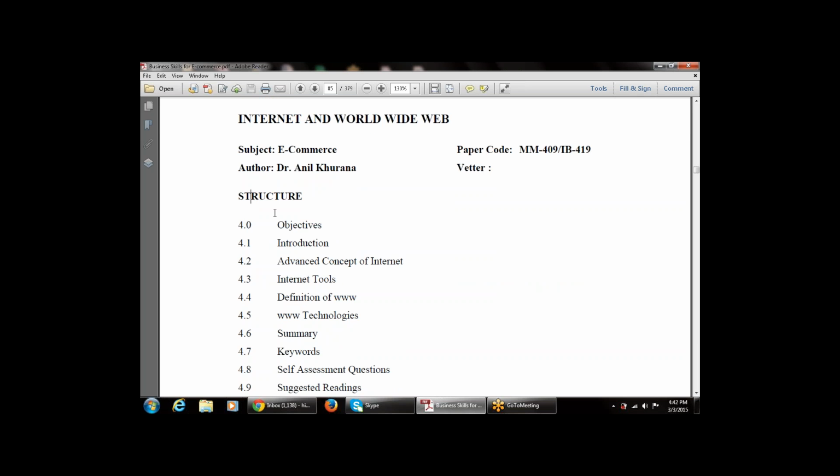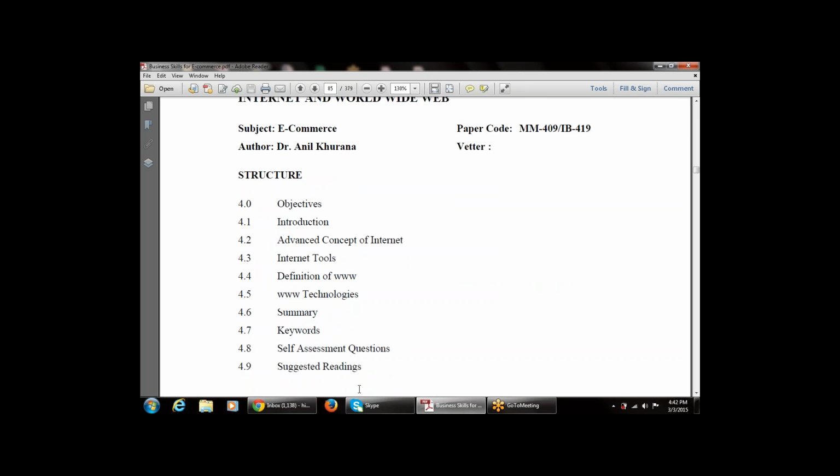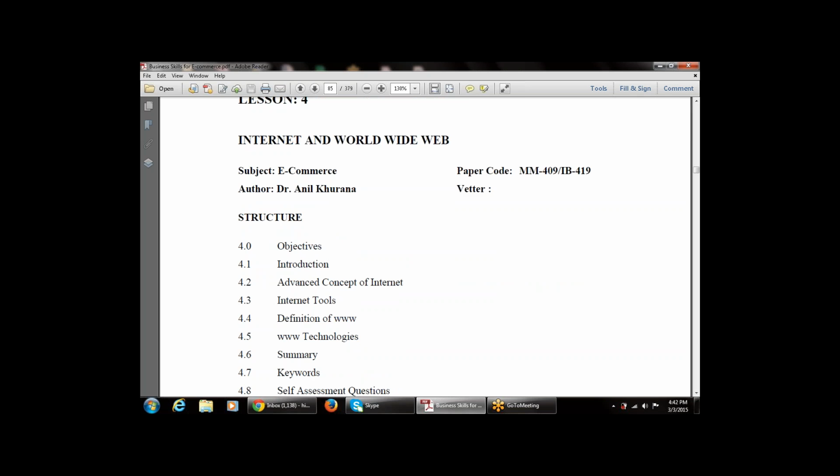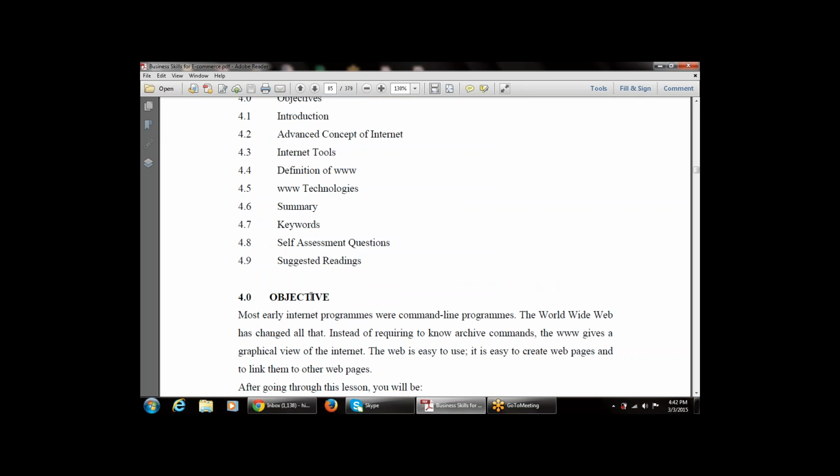So this is the structure of the chapter. First of all there are objectives, then introduction, then advanced concepts of the internet, internet tools, WWW, technologies of WWW, summary, keywords, self-assessment questions, and suggested reading. So these are the topics available in this chapter. Let's start with the first one, that is the objective of this chapter.